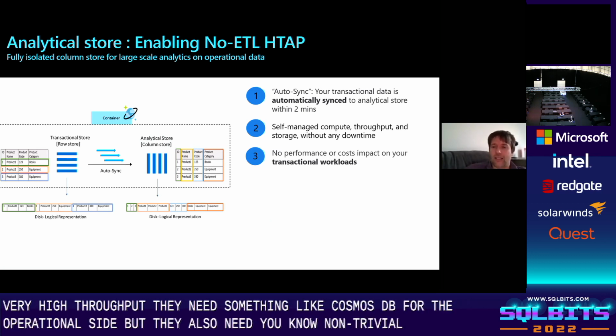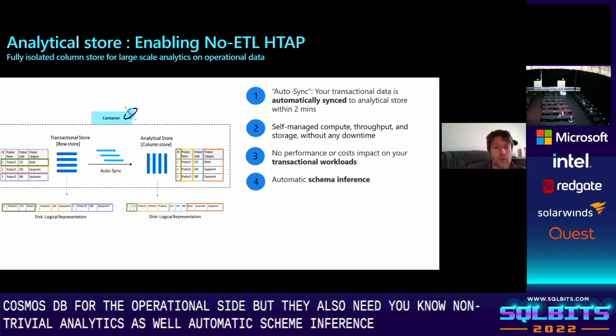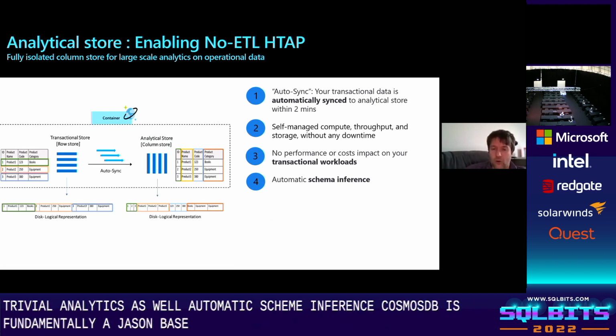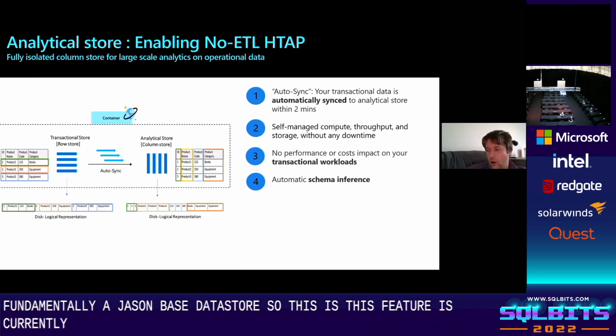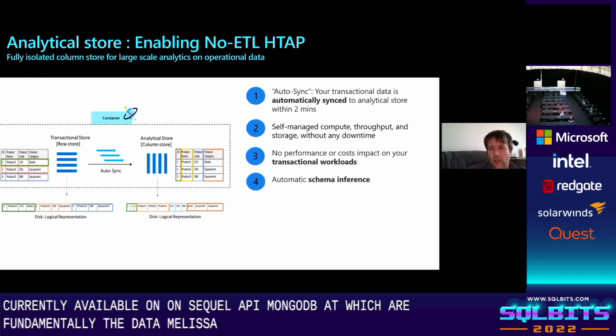There's automatic schema inference. Of course, Cosmos DB is fundamentally a JSON-based data store. So this feature is currently available on SQL API and MongoDB, where fundamentally the data model is document-oriented and JSON-based.